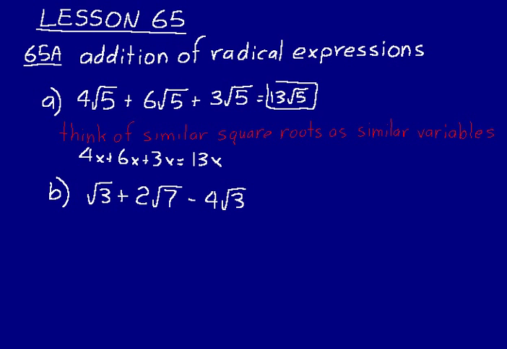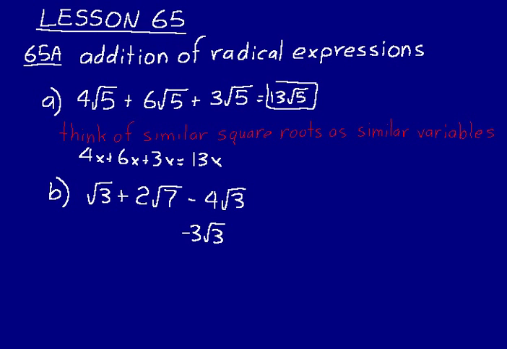Let's do another one. Let's add these terms together: the square root of 3 plus 2 times the square root of 7 minus 4 times the square root of 3. Keep that thought process in mind. Think of similar square roots as similar variables. We have a square root of 3 and a negative 4 times the square root of 3. We could think of those as x minus 4x, and that would be negative 3x, or negative 3 times the square root of 3.